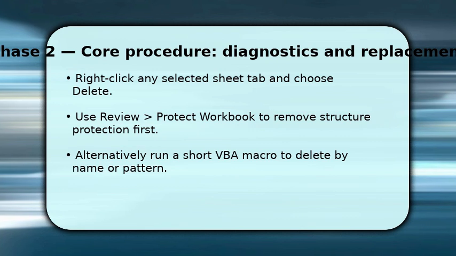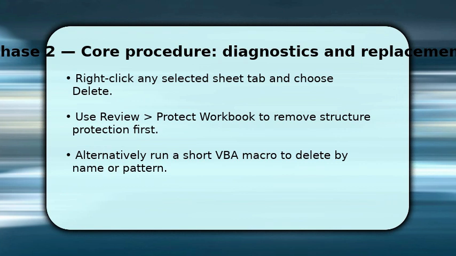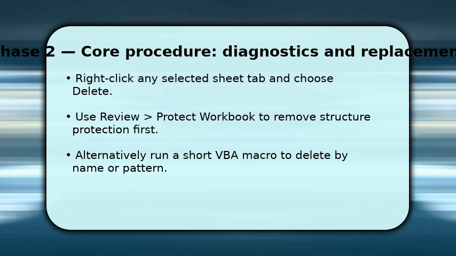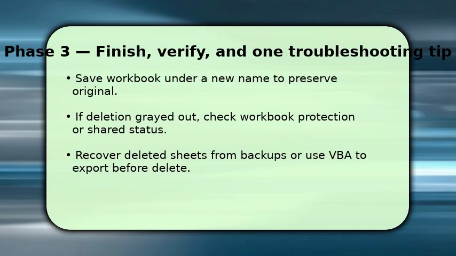It iterates sheet names and deletes matches, which is faster and less error-prone for many files. Make sure AutoRecover or Backup copies are available before finalizing deletions. Finish by saving the workbook under a new file name so the original remains intact. This is a quick safety net.